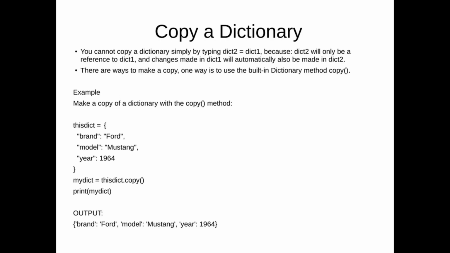Next, copy a dictionary. Copy means copying from one dictionary to another dictionary. There are ways to make a copy. One way is to use the built-in dictionary method copy. My dictionary equals this dictionary dot copy method. So print my dictionary, and it should display brand as Ford, model as Mustang, and year as 1964. It should be displayed as the copy of the dictionary.